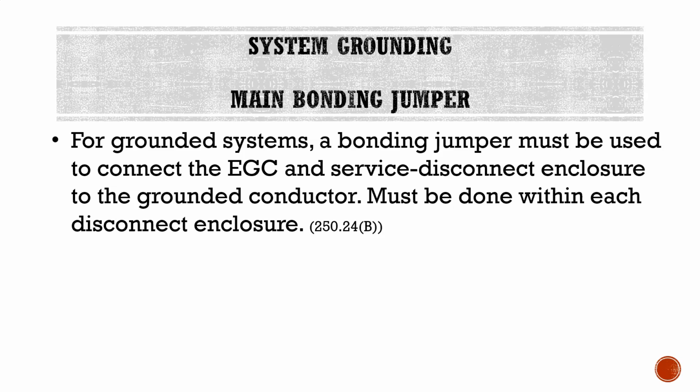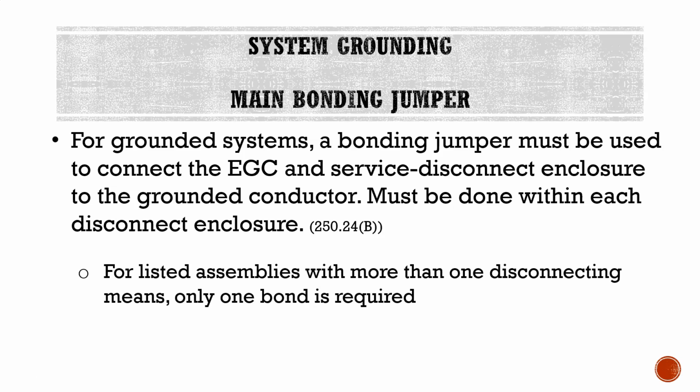So in other words, as I just said, not only do we have to have our grounded and our grounding conductors connected, but we also have to have them connected to the service disconnect enclosure itself. So all three of those things should be bonded together. Notice I use the word bonded, as our term here is a bonding jumper. And for listed assemblies with more than one disconnecting means, only one bond is required. In other words, if we have multiple disconnecting means in the same enclosure and it's listed, the instructions state you only need to make that connection at one point and the entire assembly is covered.